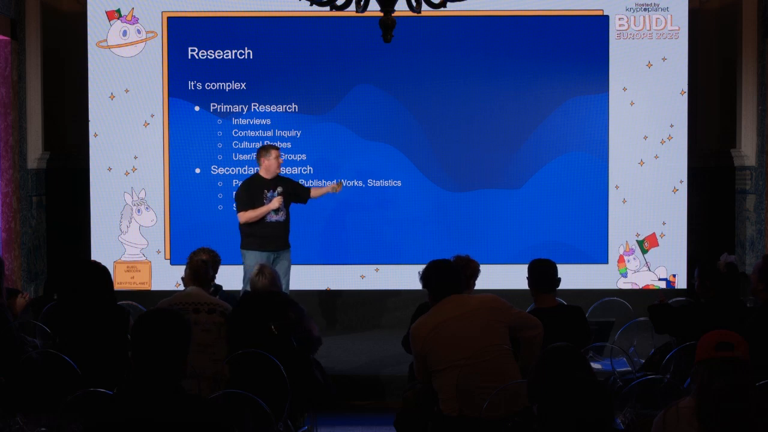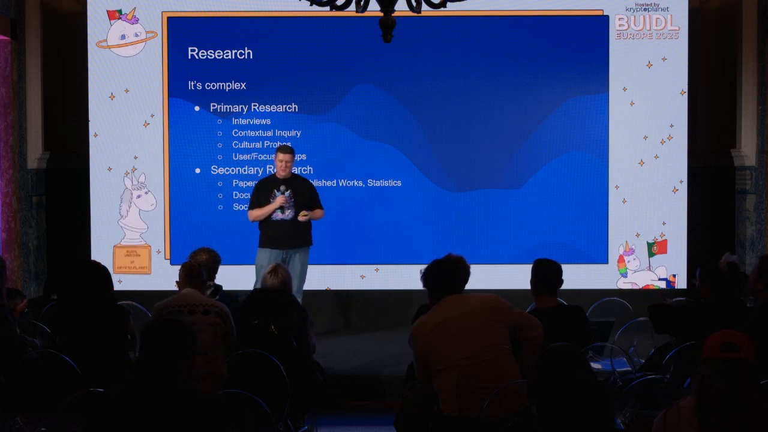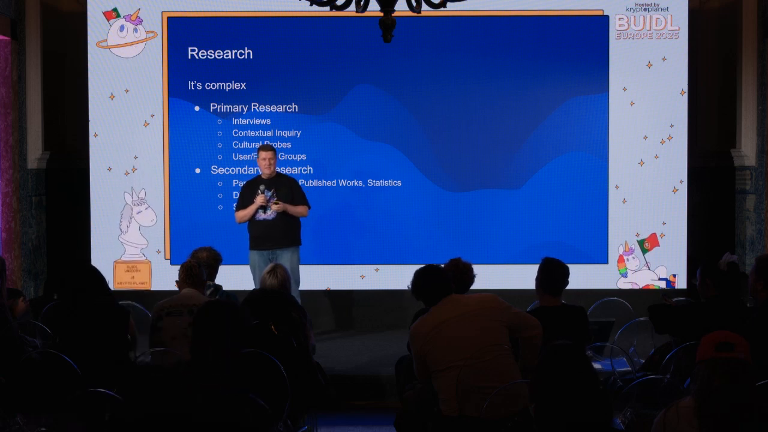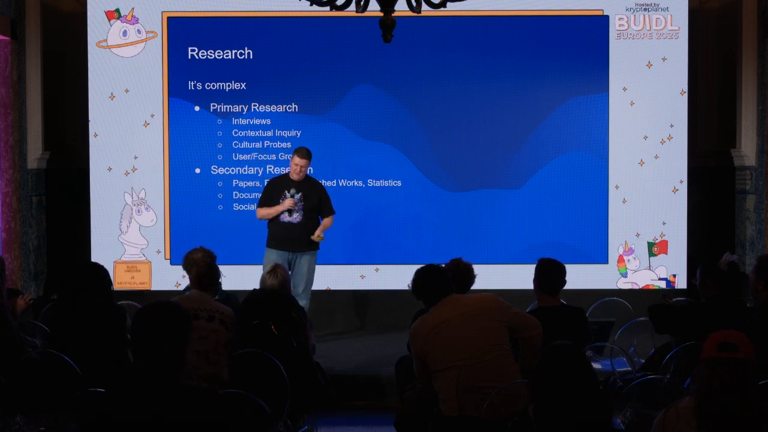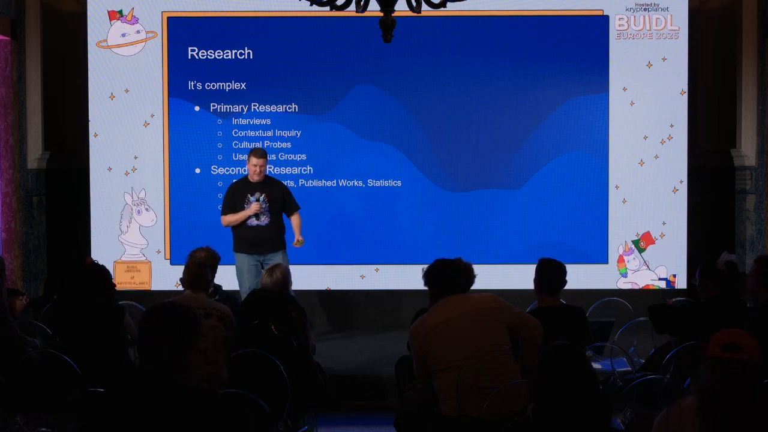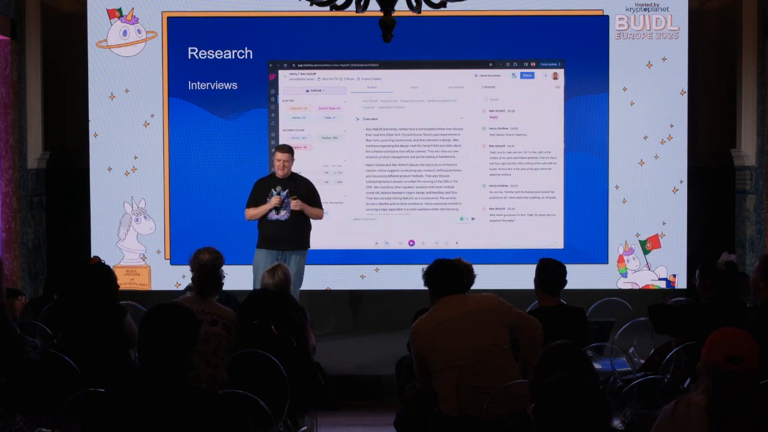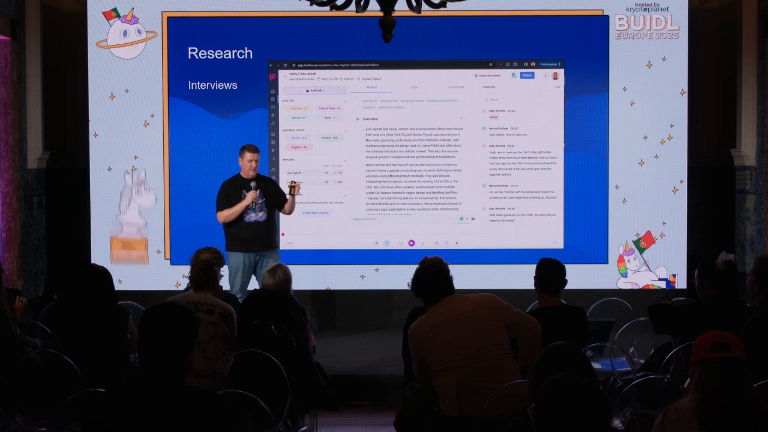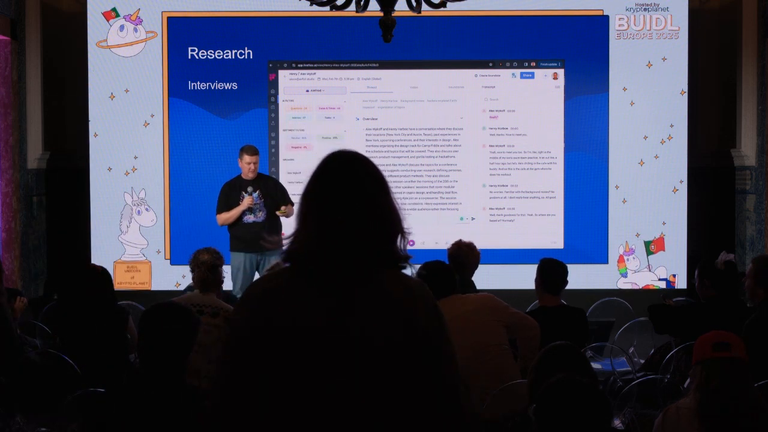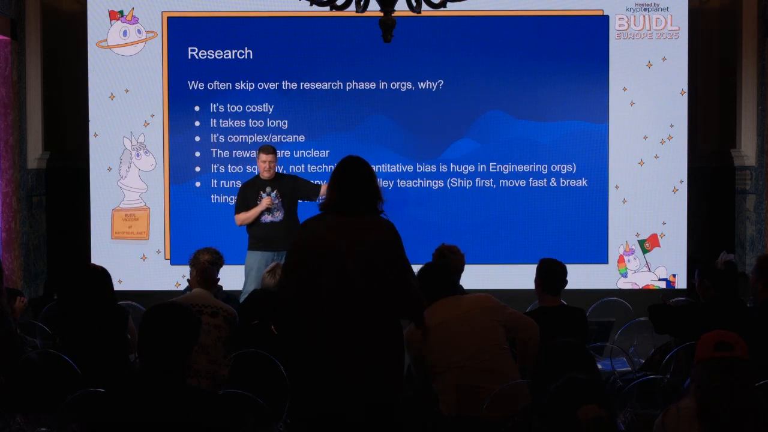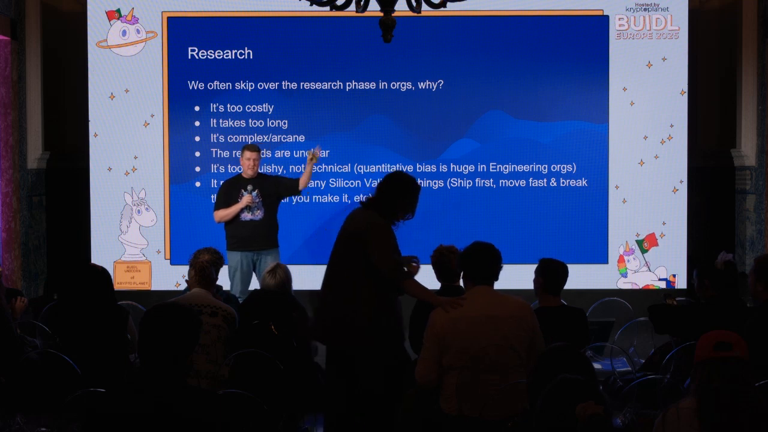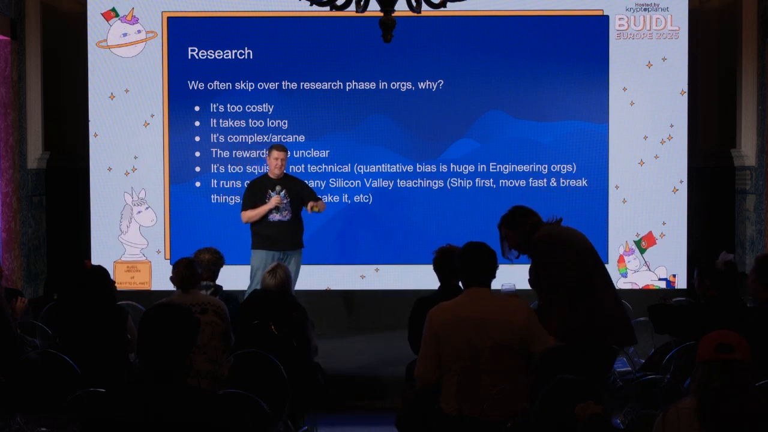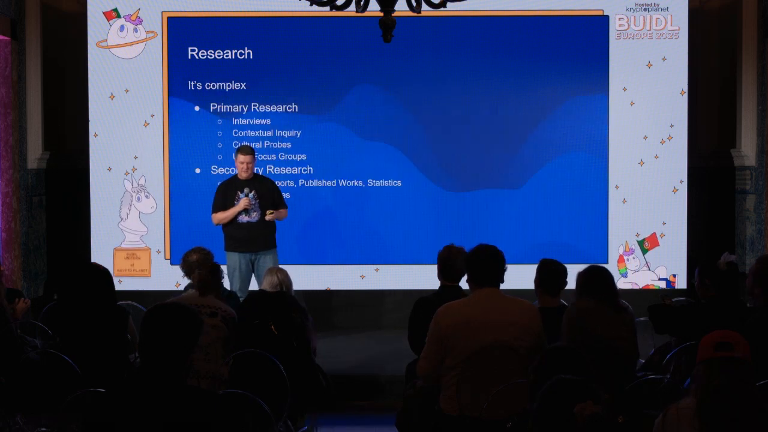Inside of research, it's complex. We have so much going on. You can do interviews, contextual inquiry, cultural probes, user focus groups, and then all the other secondary research methods. So this is where it gets fun. Here's where AI is involved, okay? I want to tell you that all of those reasons we weren't doing research are about to come crashing down. There are much lower barriers now and much more affordable ways to get through all this.